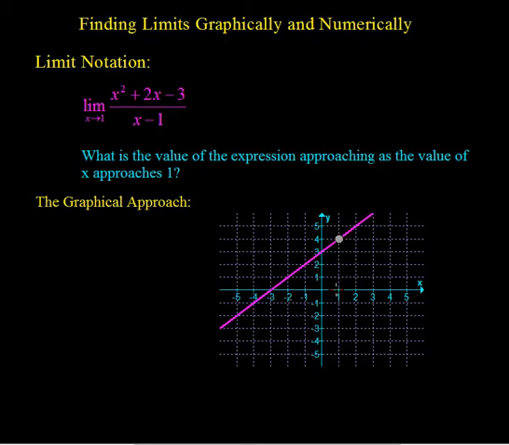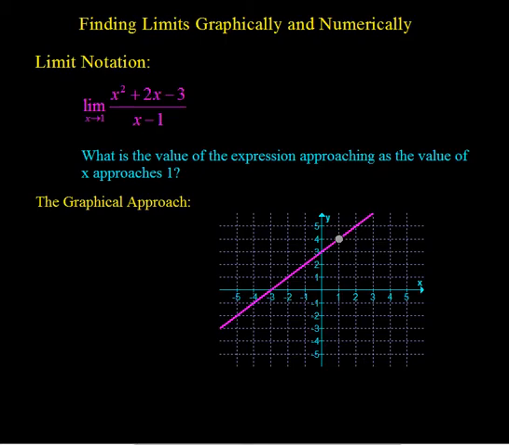If you were asking what value the function is approaching as x approaches 1, you can just follow along the graph. You see right there where that little hole is in the graph, the y value would be 4. So the function's approaching 4 as x is approaching 1. That's really what a graphical approach to finding a limit is.